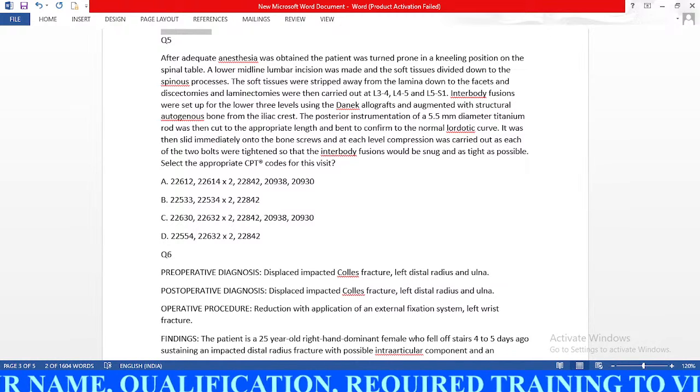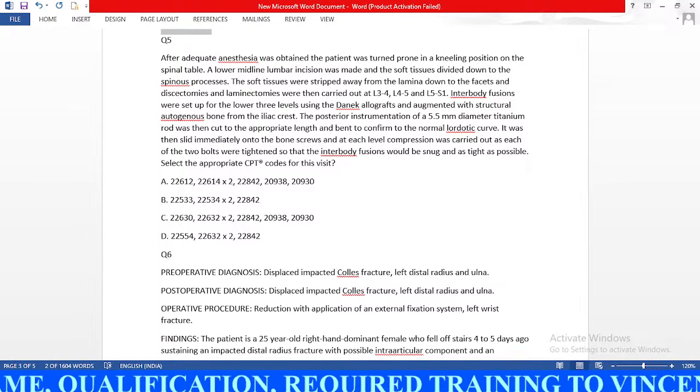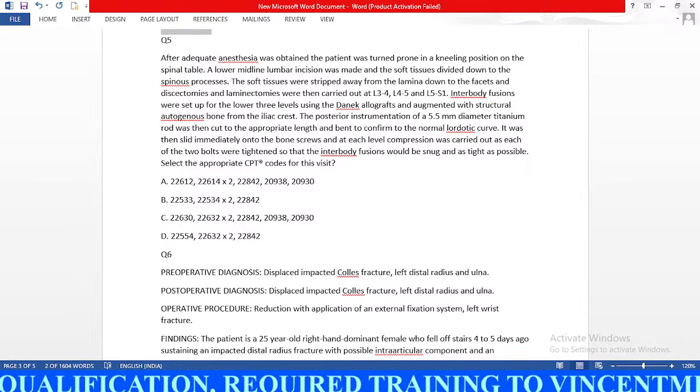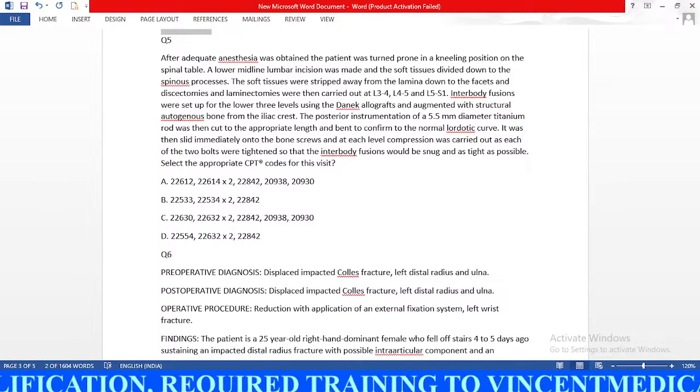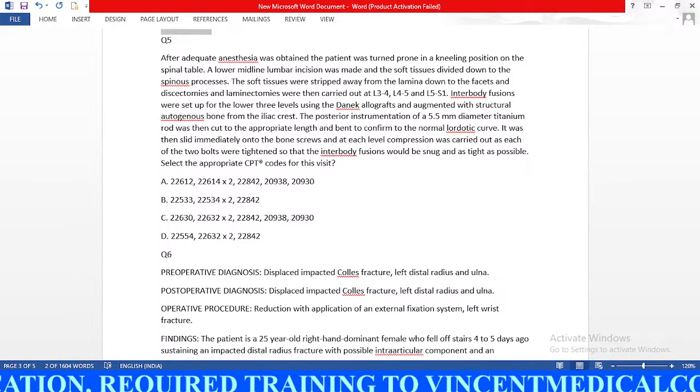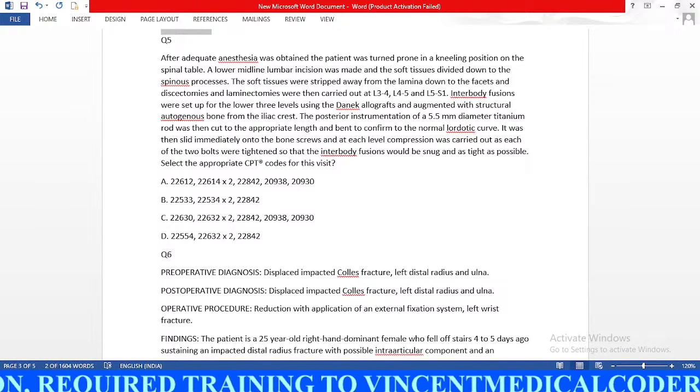So now time is 10:15. We will discuss the answer at 10:20. As it is a spinal procedure, it is a bit complicated, but you guys can write easily.